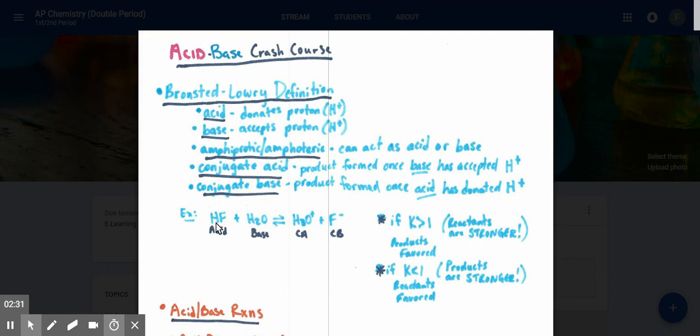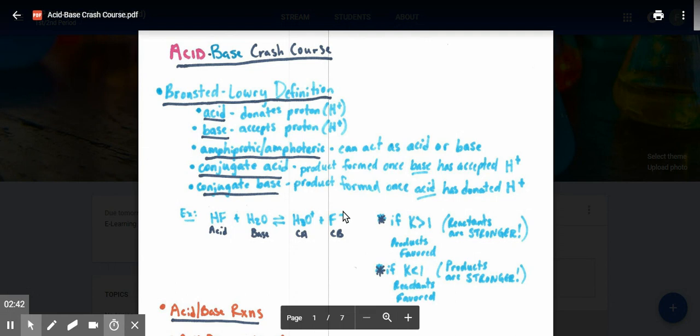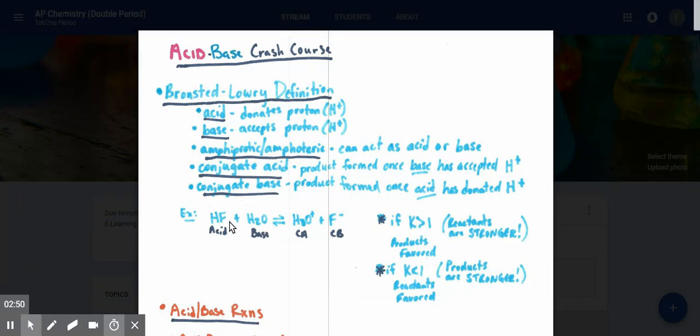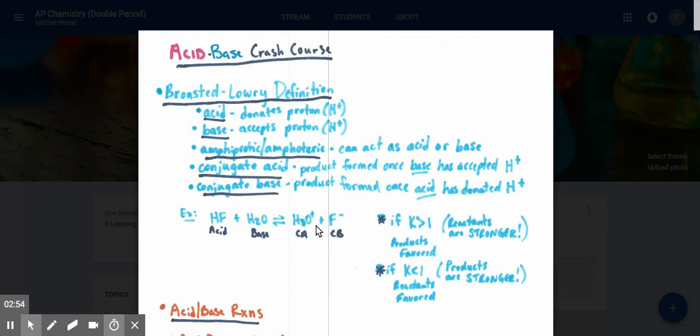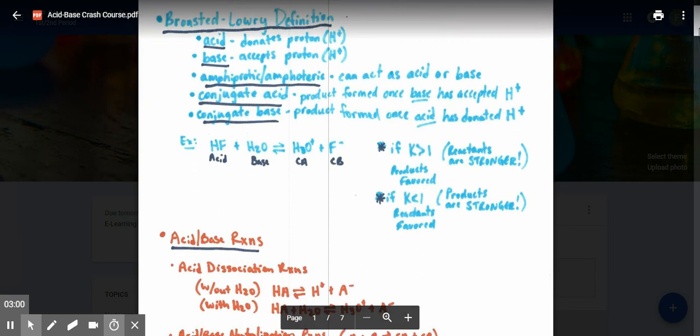When we say stronger, we just mean it more readily dissociates, right? So that means it's easier for this to transfer the proton than it is here. And as a result, my reaction is going to the products. If K is less than 1, the opposite is true. My reactants are favored. That means my reaction's going to the reactants. So therefore, my products are more easily dissociated, which means they're a stronger acid and base than the other.